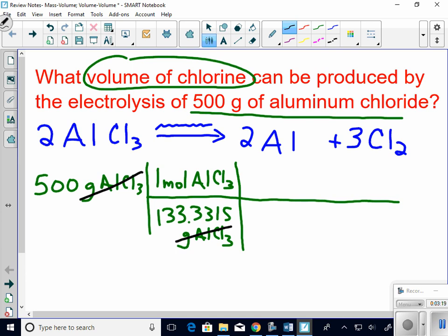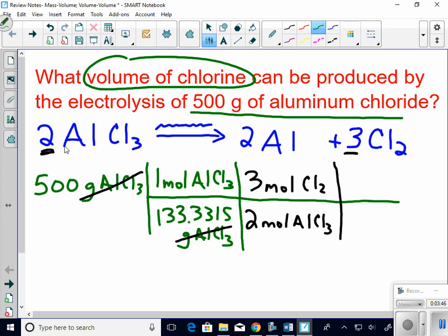Now I go to my balanced chemical equation. Okay, I see a 2 mole of aluminum chloride. I'm trying to convert this into chlorine, so I have 3 moles of chlorine. That is my second step. I make sure my labels can cancel, which they do. Now I have converted this into moles of chlorine.